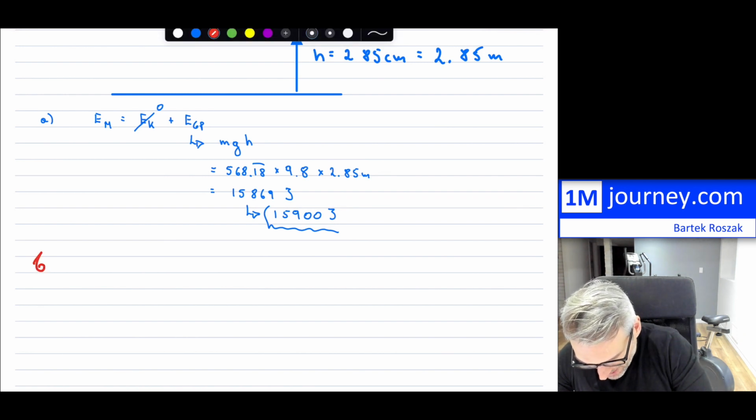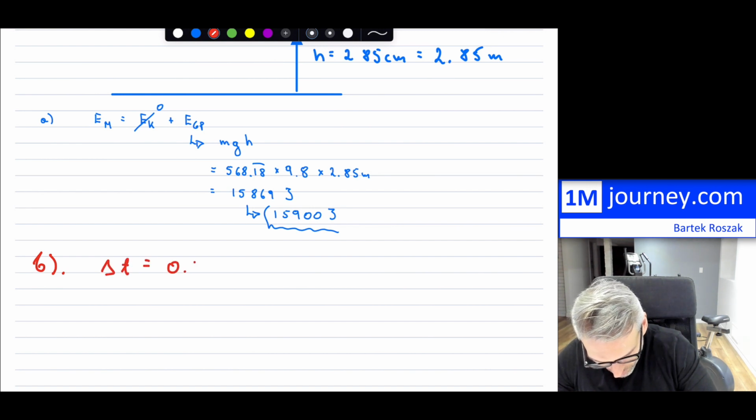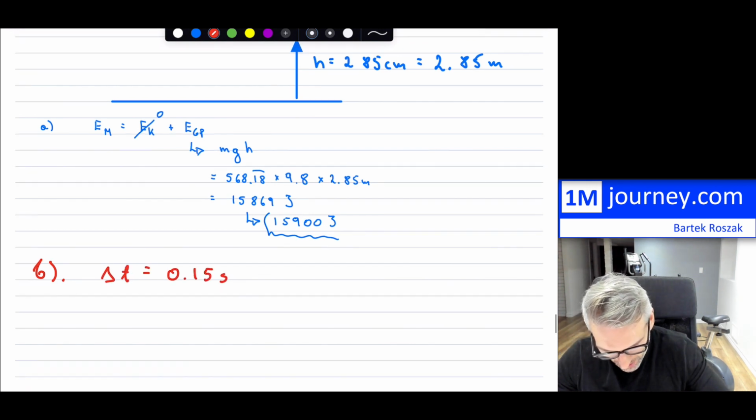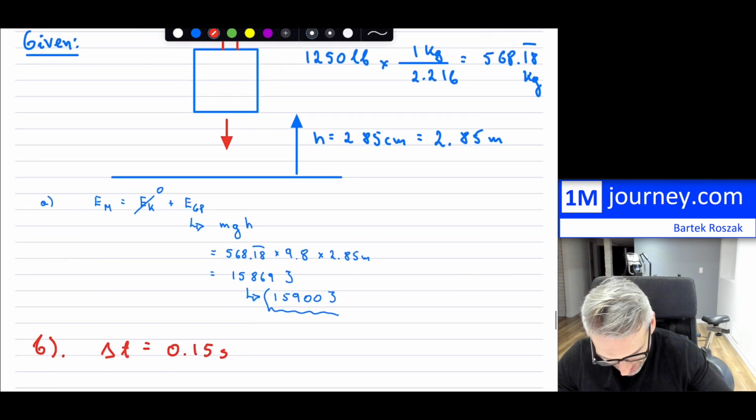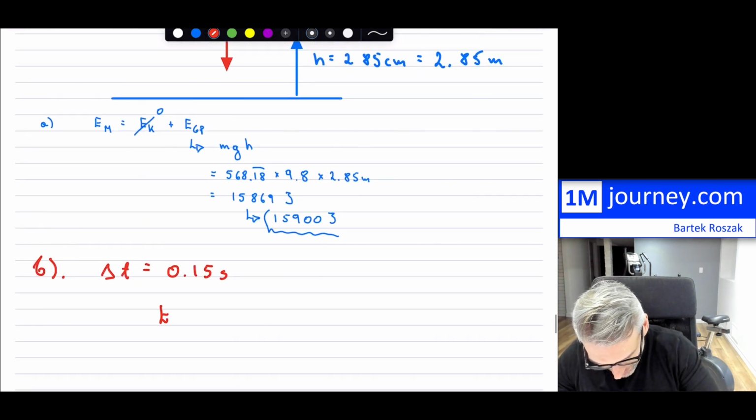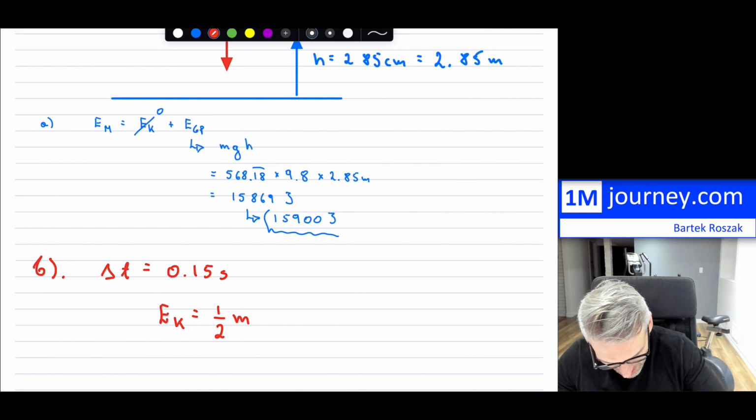So for kinetic energy, a time passes of 0.15 seconds. The crane was holding it up, and there were two cranes, so maybe two chains, and these things broke. So this thing starts to fall down. We want to know how much kinetic energy it has. And that kinetic energy is 1/2 mass times the speed that it's moving at.